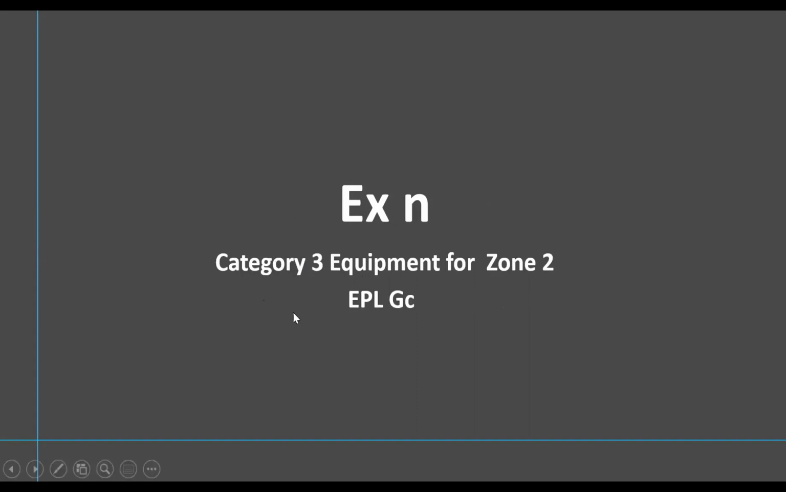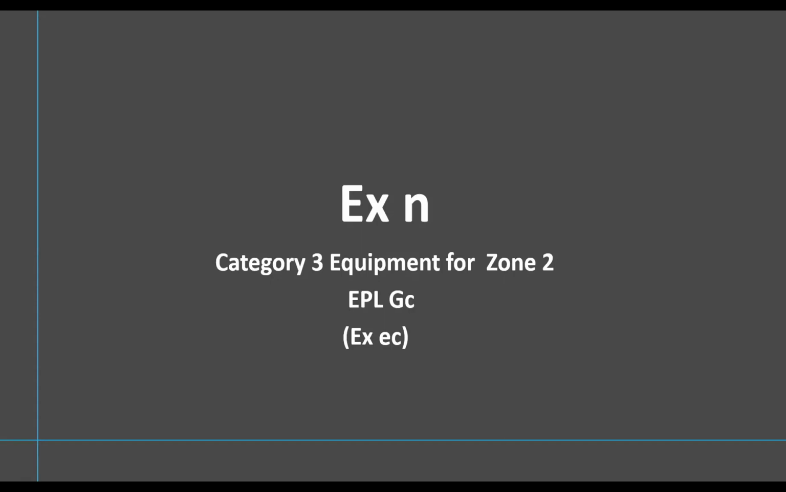So let's have a look at EXNs. This is category 3 equipment for zone 2. This is an EPL of GC. Again, category 3, 1, 2, 3, A, B, C: 3 lines up with C. You can see at the bottom there, it says EXEC. EXNs are now moving into the EXE category because they are very, very similar. They are non-sparking pieces of equipment, so they are now being moved into the EXEC category.